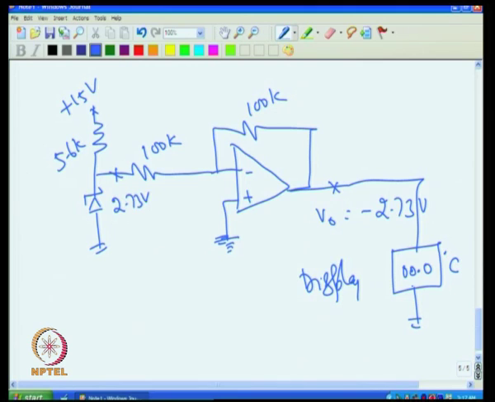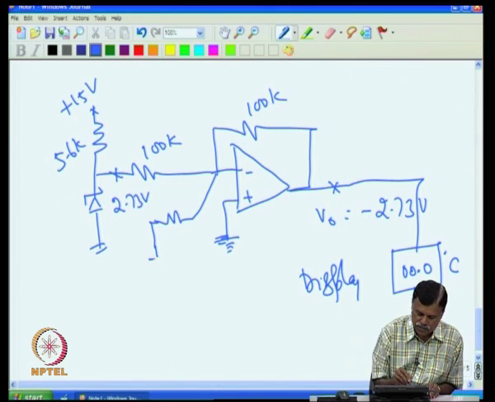That means, if I want, I have to remove minus 2.73. How to remove? So, I can do one thing, I can subtract, I can add. This operational amplifier can be used as a summing amplifier as well. So, I can give a voltage here, for example, I can give a minus voltage here. This voltage can be minus 2.73 volt.